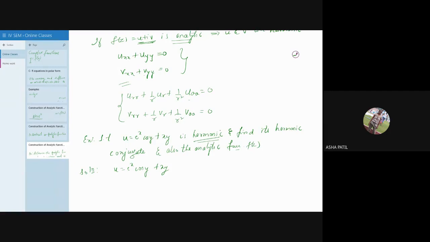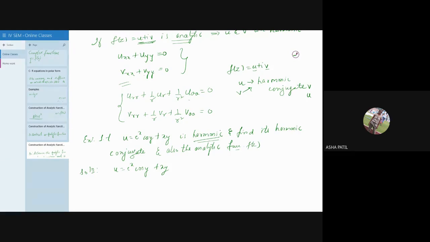Well, harmonic conjugate. Whenever you have a function f of z in terms of u plus iv, we already know that u and v both are harmonic functions. Then v is said to be the harmonic conjugate of u. Similarly, u is said to be the harmonic conjugate of v. That is, u and v are said to be harmonic conjugates of each other. Because u and v both are harmonic, one is said to be the harmonic conjugate of the other.